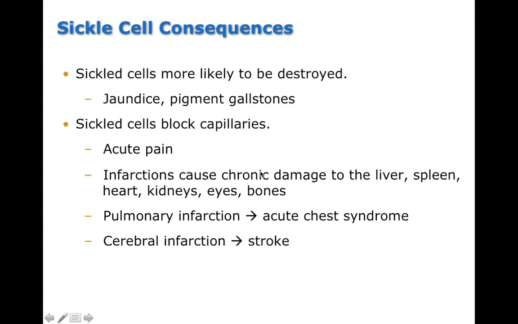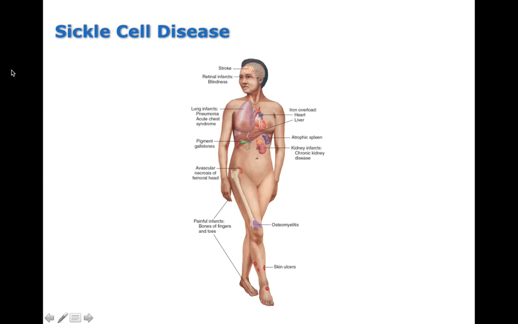Can also lead to infarctions that cause damage to organs like your liver, spleen, heart, kidneys, eyes, and even bones. Can lead to pulmonary infarctions, which can lead to acute chest syndrome and even respiratory failure, and even cerebral infarction, which can lead to stroke. So there's lots of consequences of sickle cell disease. So what this is showing then is all of the sequelae or consequences of sickle cell disease.